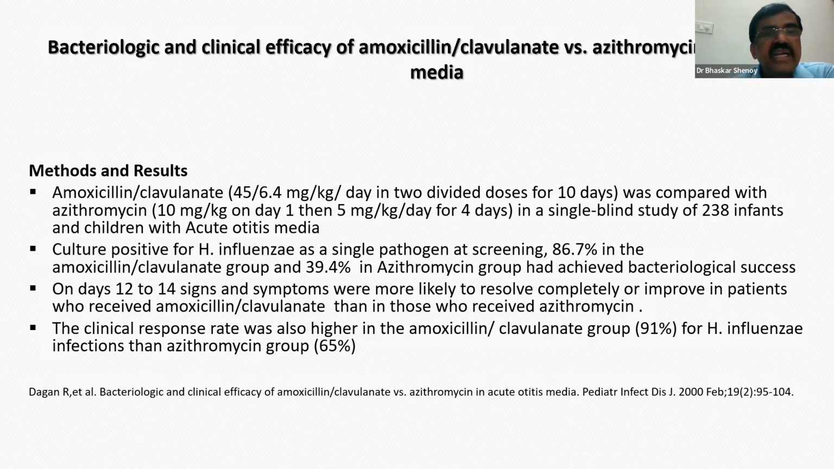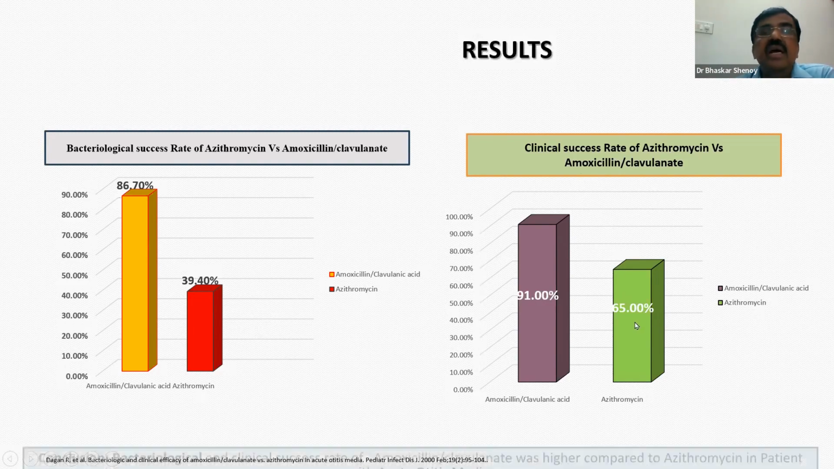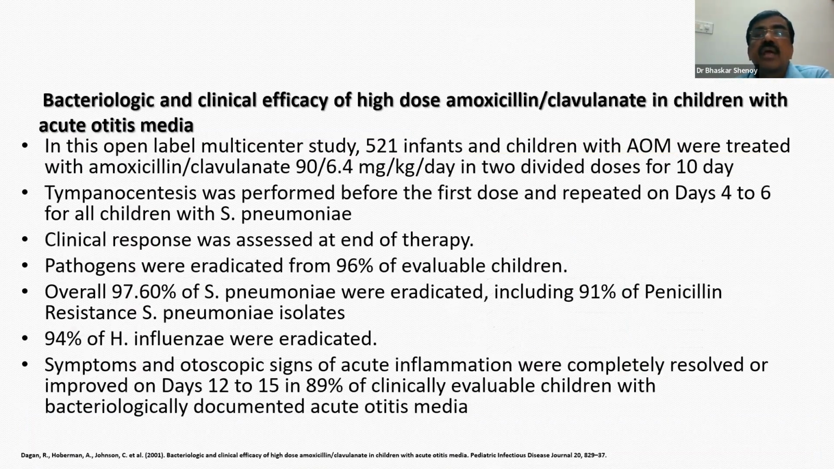If you look at the findings here, the bacteriological success versus clinical success: when you use amoxicillin clavulanic acid, the success rate is to the tune of 86%, whereas with azithromycin, the red bar here is about 40%. Similarly, clinically also, more than 90% success with amoxiclav and only 65% with azithromycin. So bacteriological and clinical success of amoxiclav was much higher compared to azithromycin.